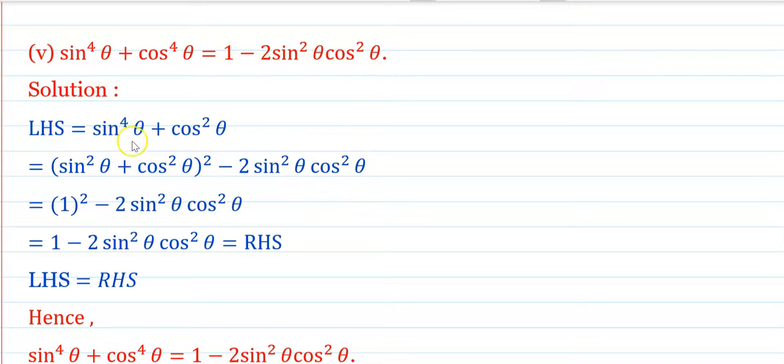Again see this here. Sin theta raised to 4 plus cos theta raised to 4 can be written as (sin theta square plus cos theta square) bracket square. If we expand this, then you will get the middle term plus 2 times sin square theta into cos square theta. And to balance this, we subtract minus 2 sin square theta into cos square theta there.